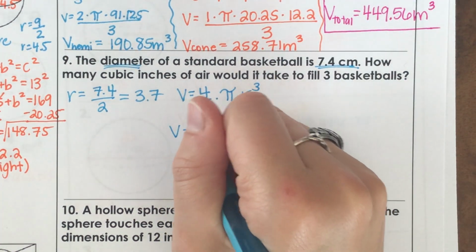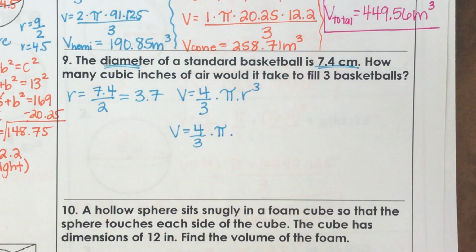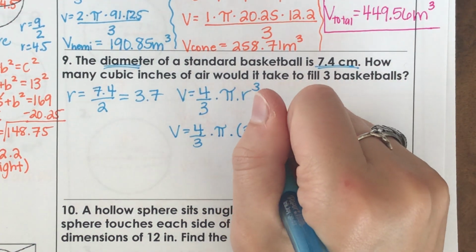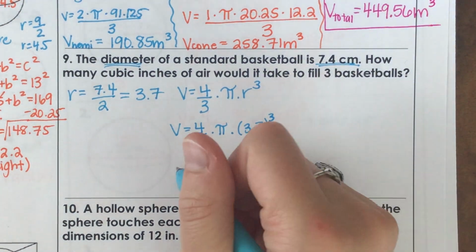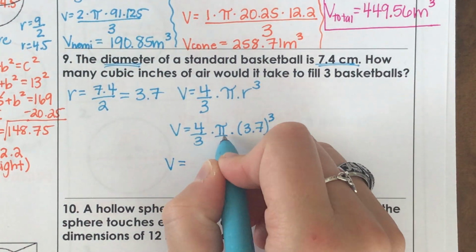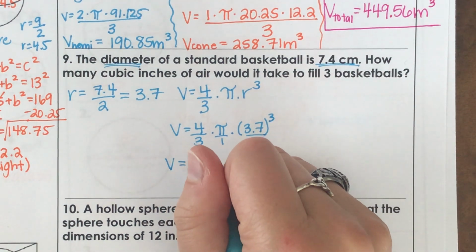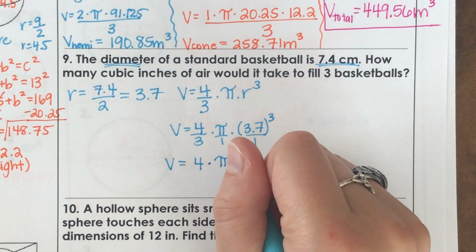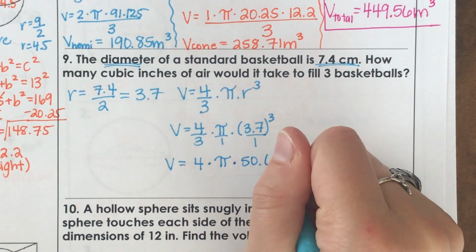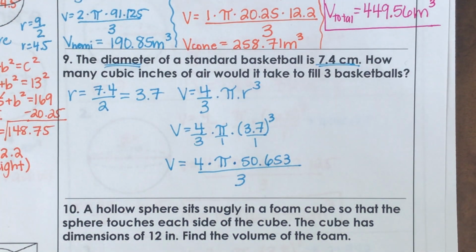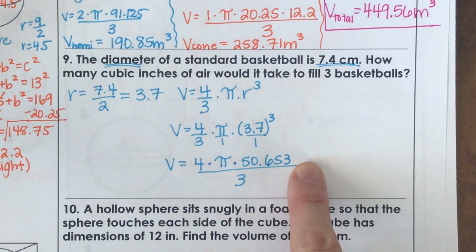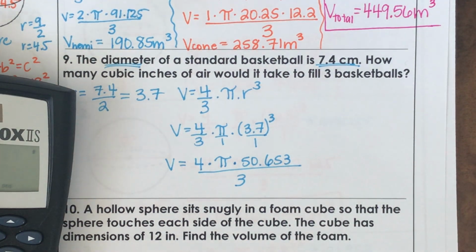The volume formula of a sphere is 4/3 times pi times radius cubed. So I've got 4/3 times pi, and my radius cubed is 3.7 cubed. Order of operations says I do 3.7 cubed first. Put these all over a 1 if you like. So I've got 4 times pi times 50.653, and I divide the whole thing by 3. So now it's just a moment for your calculator.